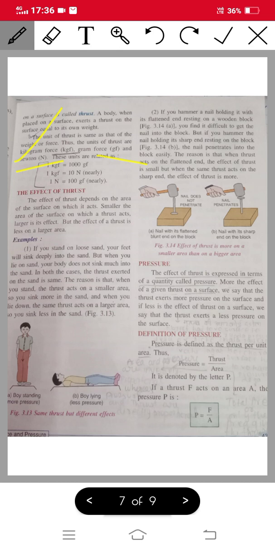Then what are the effects of thrust? The effects of thrust we are going to discuss in our next video.